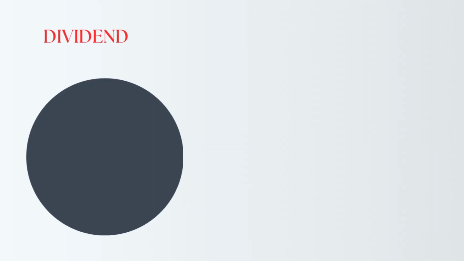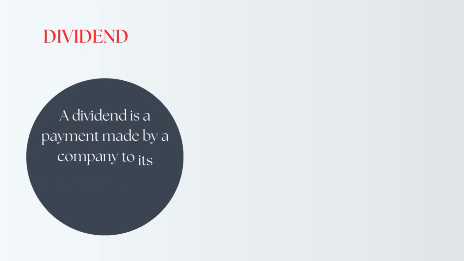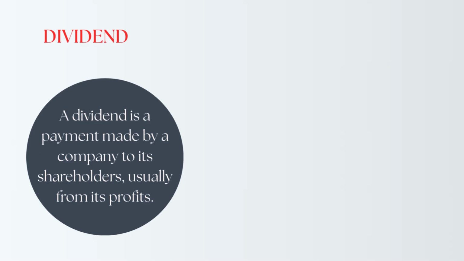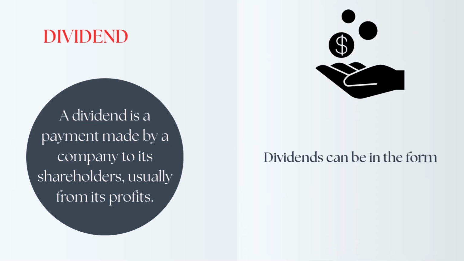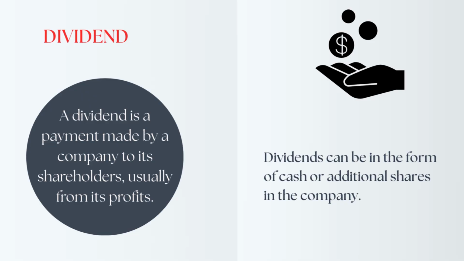Dividend. A dividend is a payment made by a company to its shareholders, usually from its profits. Dividends can be in the form of cash or additional shares in the company. They are a way for some companies to share their profits with investors.